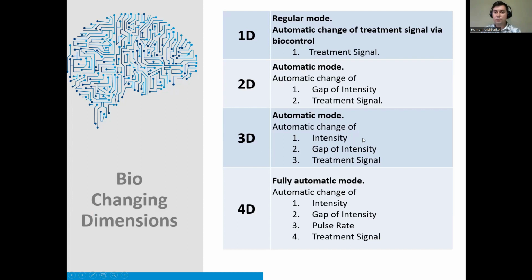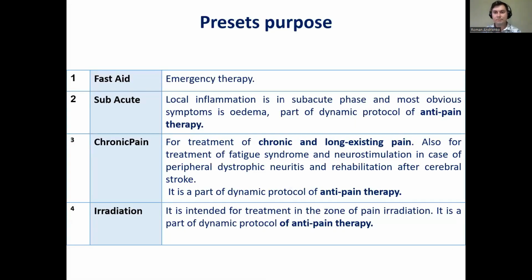Third dimension is when also we change the intensity and gap and the treatment energy. And the fourth dimension is the fully automatic mode, when all these parameters are changed automatically. You don't have to think at all. And all of that makes sense because every single preset is aimed at particular number and range of diseases or conditions. And we are going to talk about this a little bit later in a couple of slides.